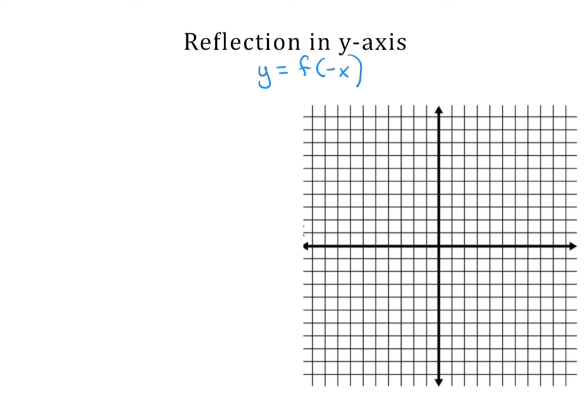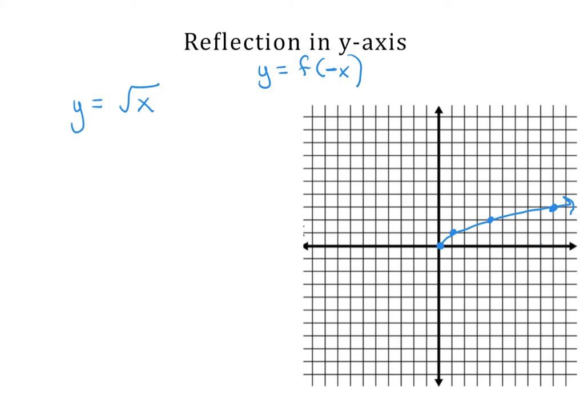Okay, now switching gears and looking at reflection over the y-axis. This is when we have a negative in front of our variable inside the function, so not out in front of the function. For this one, I'm going to start by, let's do the square root function. Y equals the square root of x. So plot that parent function. We've got (0, 0), (1, 1), (4, 2), and (9, 3).